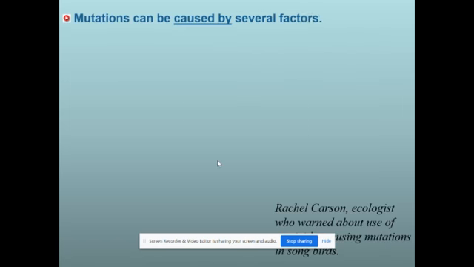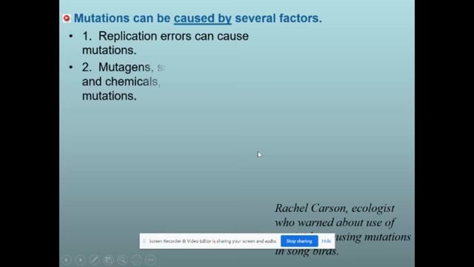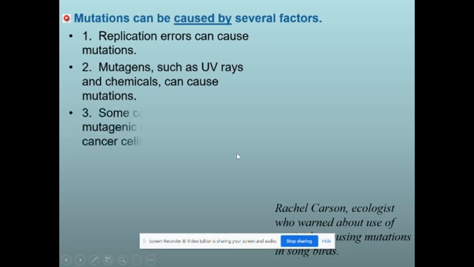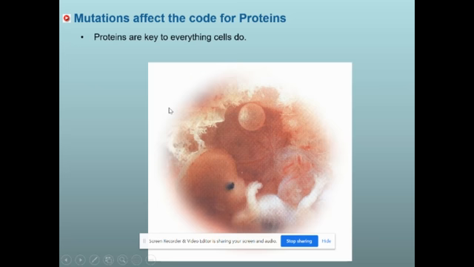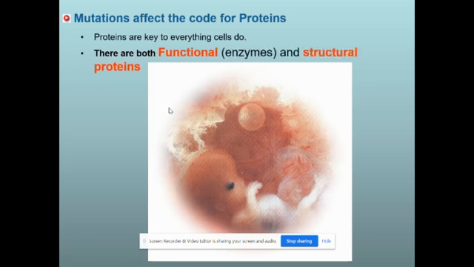So mutations can be caused by several factors: replication, and mutagens such as UV rays from the sun and chemicals. Those two can cause mutations. Some cancer drugs use mutagenic properties to kill cancer cells. Mutations can affect the code of proteins, like we talked about, the adenine, thymine, guanine, and cytosine. Proteins are key to everything our cells do, and they're both functional and structural.